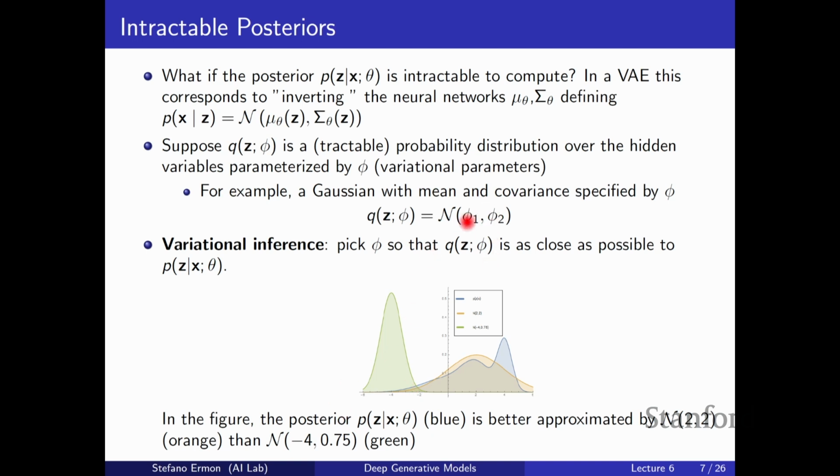Let's try to optimize this distribution Q over these variational parameters phi to make this Gaussian distribution as close as possible to this object that we know is there, that we would like to approximate as well as we can, but is often intractable.